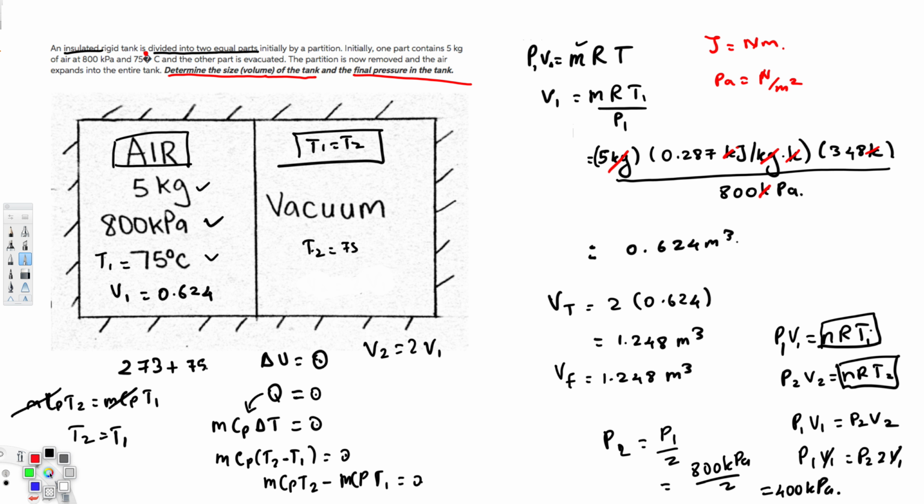So let's round the answers. They are asking to determine the size of the tank. So that's the total volume we found out right here. And they are asking for the final pressure. So final pressure is equal to this value, 400 kilopascal. And that's how we do these kinds of problems.